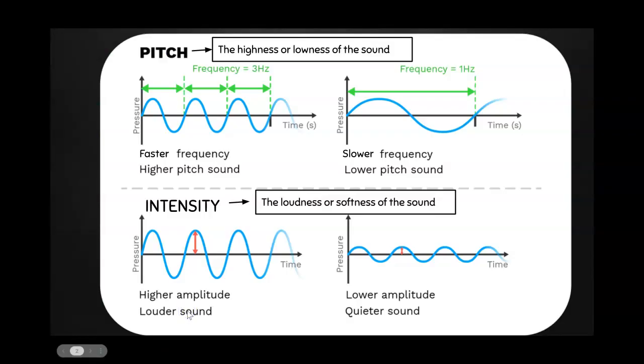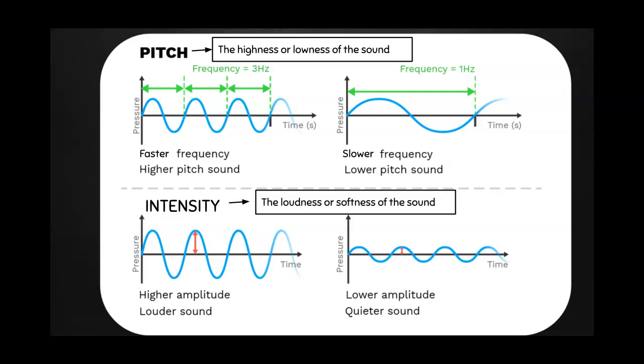So here we have some diagrams of waves with different pitch. You can see the frequency of the blue line is greater on the left-hand side than on the right-hand side. This is a faster frequency. That faster frequency relates to a higher pitch. The slower frequency on the right is lower in pitch. And you can see that we measure these in hertz, that frequency of 3 hertz as compared to 1 hertz.